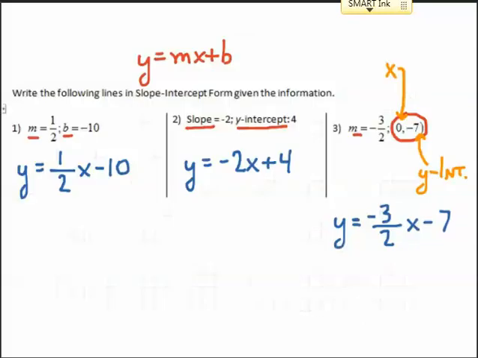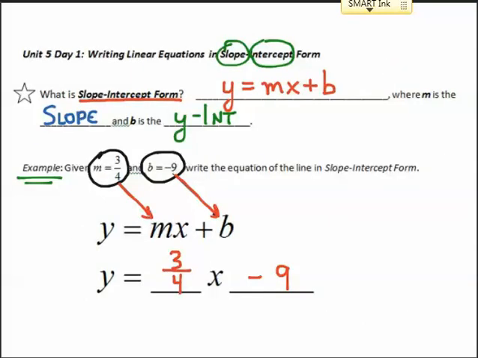Okay, so a quick recap. Slope-intercept form, we need to know 2 things. We need to know the slope. We need to know the y-intercept. As long as we know those 2 things, we can go right into slope-intercept form.